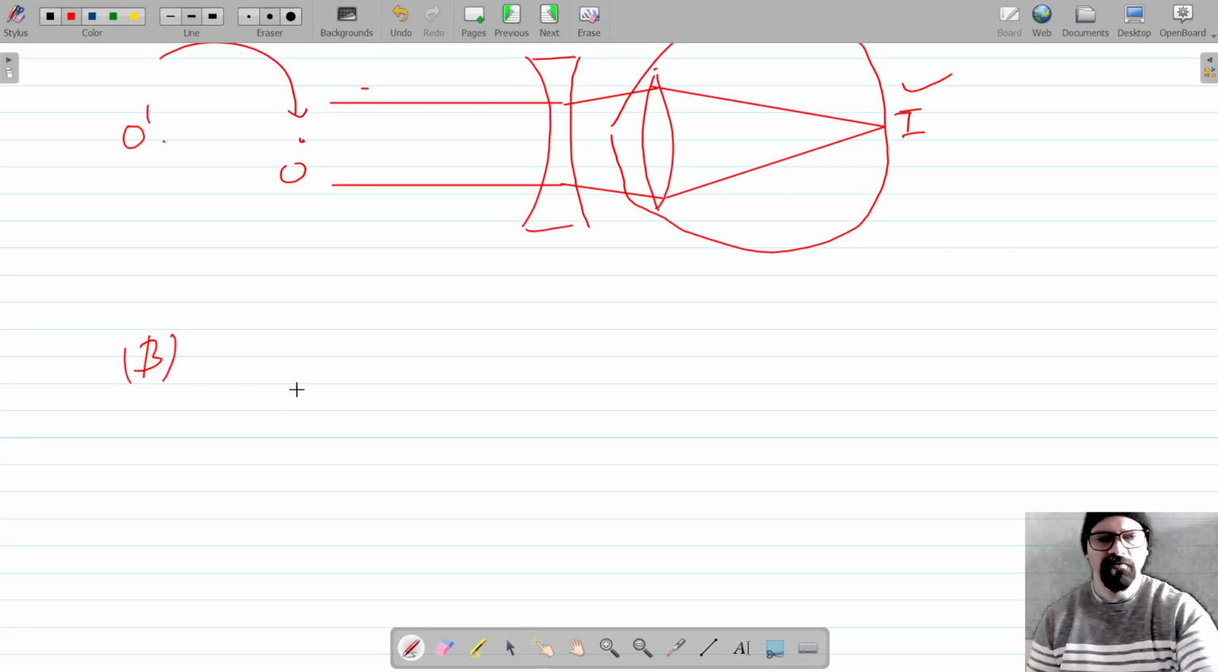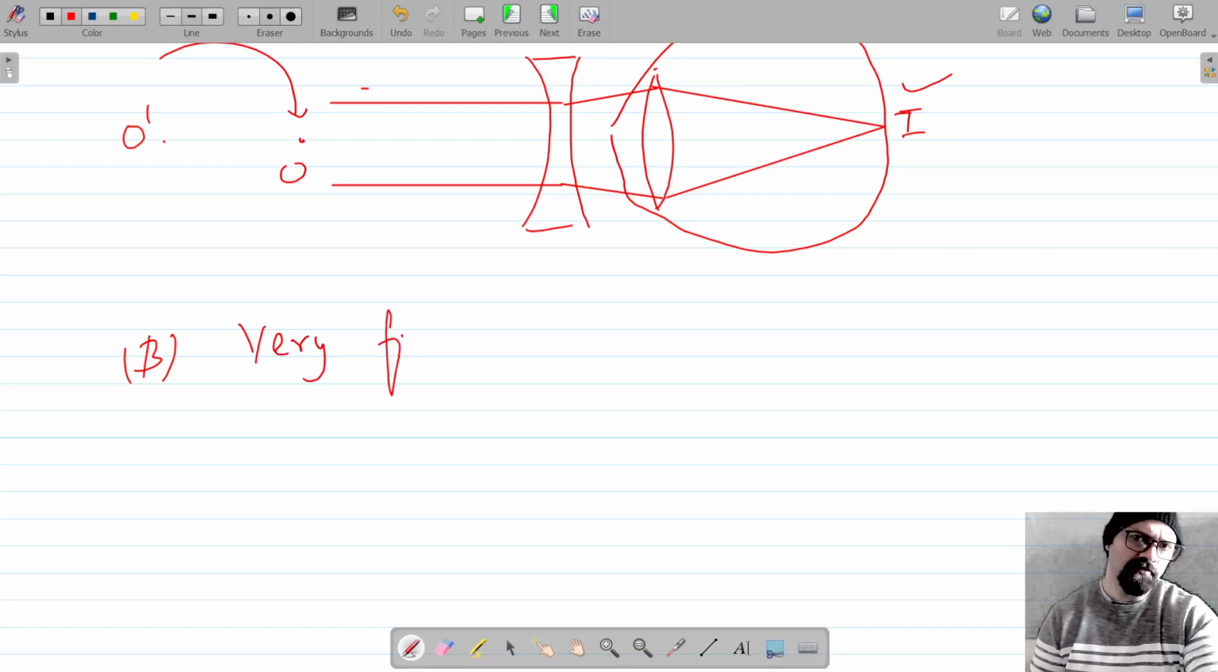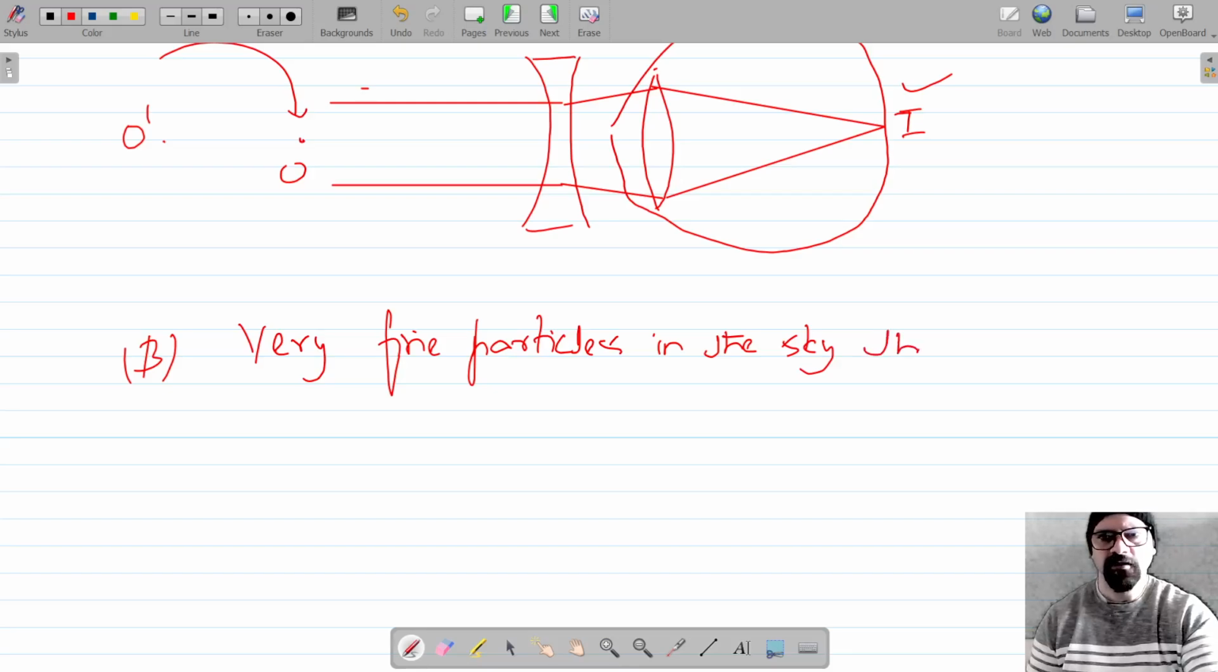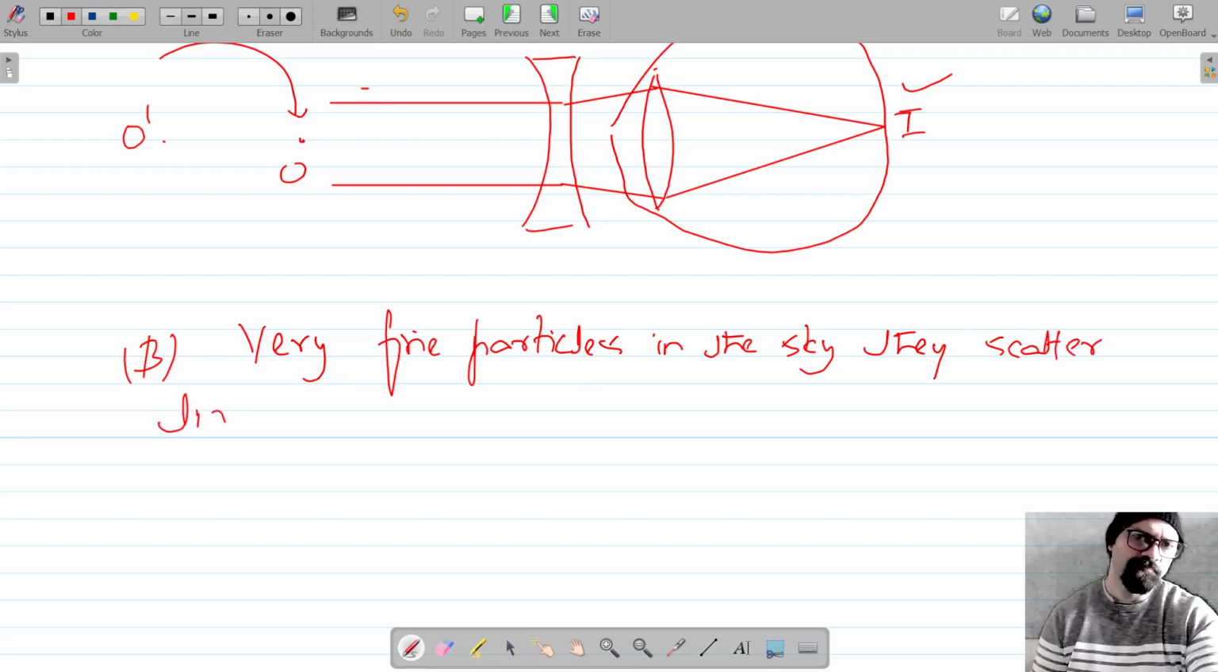The reason for the sky to be blue when we see it from the Earth's surface is that the size of particles in the atmosphere is smaller. So the very fine or very minute particles present in the sky scatter light of shorter wavelengths.